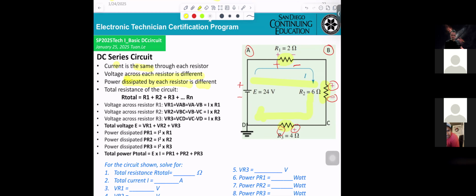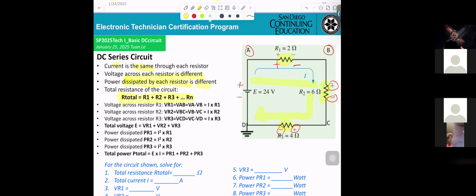Now, if you want to combine R1, R2, R3 into only one resistor, that's what they call the total resistance. Add them up, no matter how many resistors you have. So for the total resistance here, 2 ohm plus 6 ohm is 8 ohm, plus 4 ohm, you get 12 ohm.